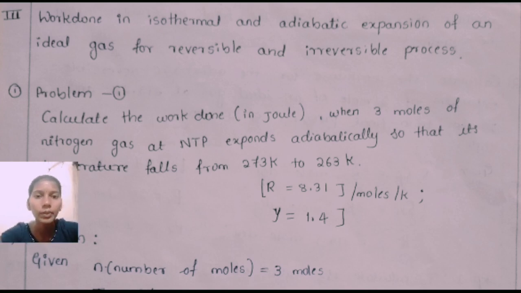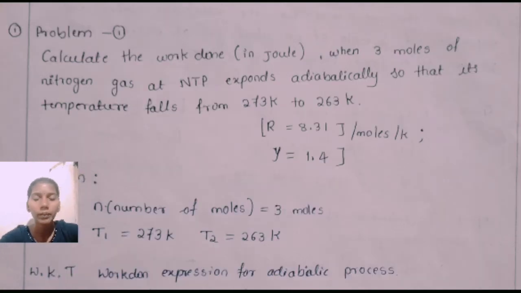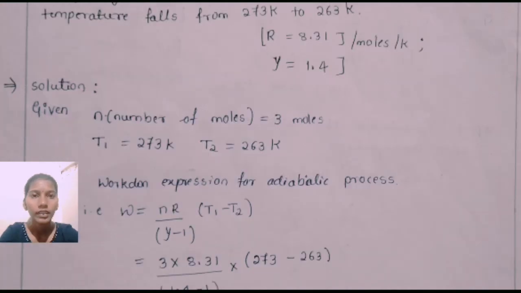for a reversible and irreversible process. Problem number 1. Calculate the work done when 3 moles of nitrogen gas at NTP expand adiabatically so that its temperature falls from 273 Kelvin to 263 Kelvin. Here R is equal to 8.31 joules per Kelvin per mole and gamma is equal to 1.4.